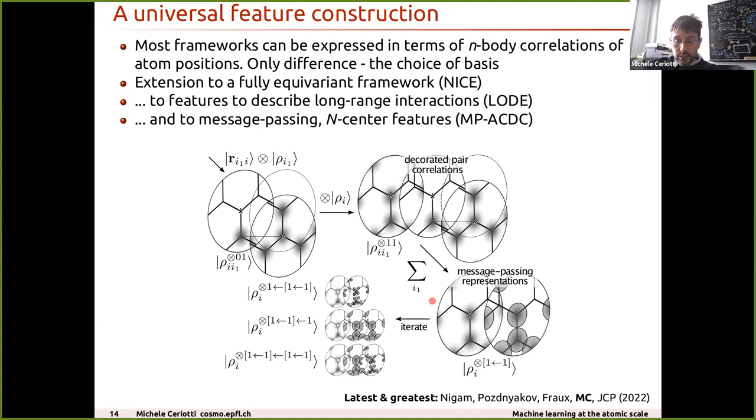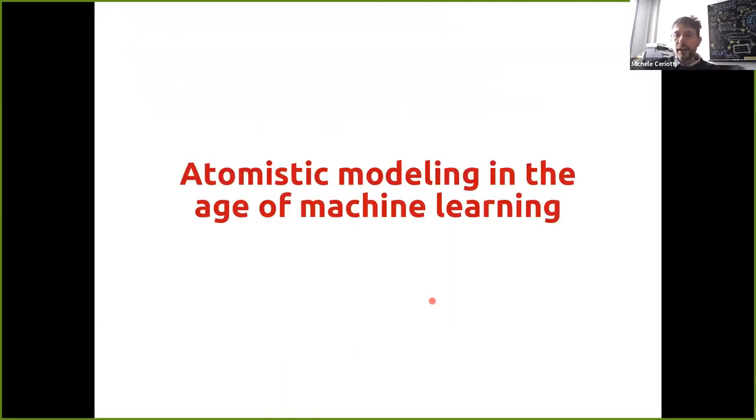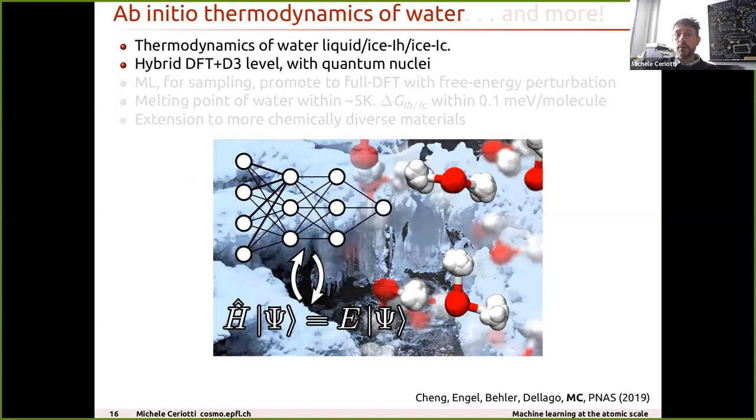So this whole fundamental development effort has led to machine learning being really incorporated in the day-to-day practice of atomistic modeling. And this is particularly true when it comes to potentials and to the calculation of thermodynamic properties.